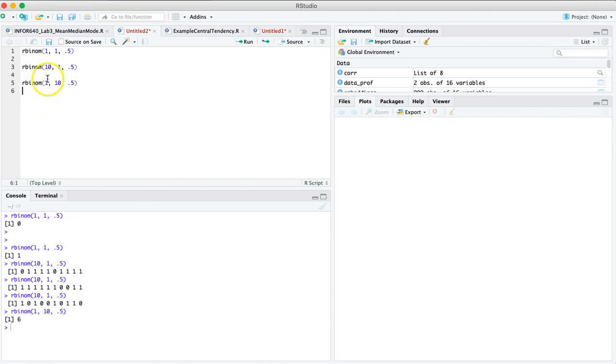So here we flipped our one coin 10 times and we got heads 6 times. Let's look at one more. Now let's take 10 coins, flip them 10 times, and again, it's a fair coin, even distribution. Run that, and the first coin came up heads 4 times. The second coin came up heads 6 times, and so on and so forth.